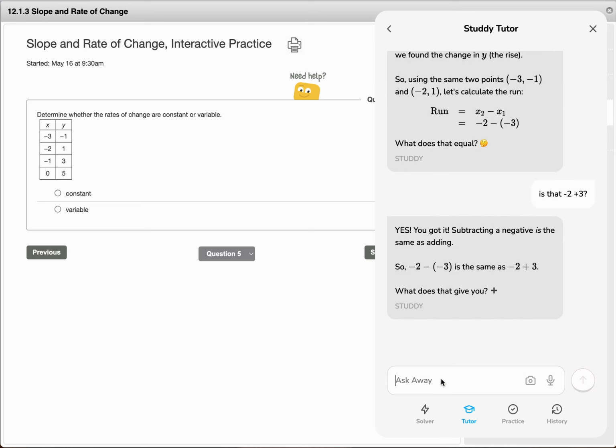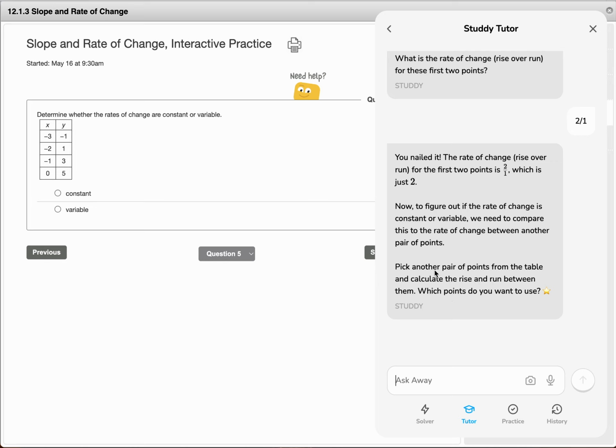I love seeing this tutor work in real time. It's such a great thing to see the different ways that it responds, always lifting student thinking, congratulating them on their work, and helping them tease apart the understanding even more. Okay, so what does it give you? I'm going to say 1. All right. So the rise is 2 and the run is 1. You're doing great. What's the rate of change? 2 over 1. I'm feeling good about that. And we're going to keep going.